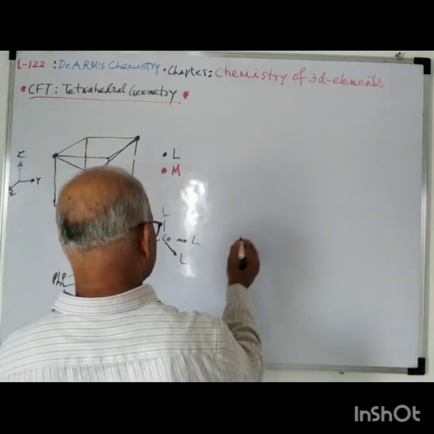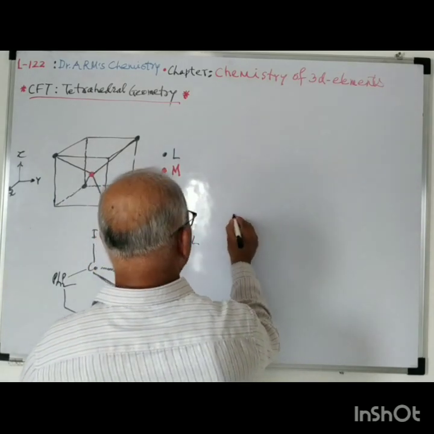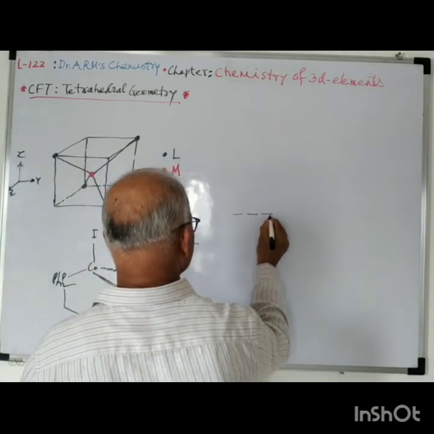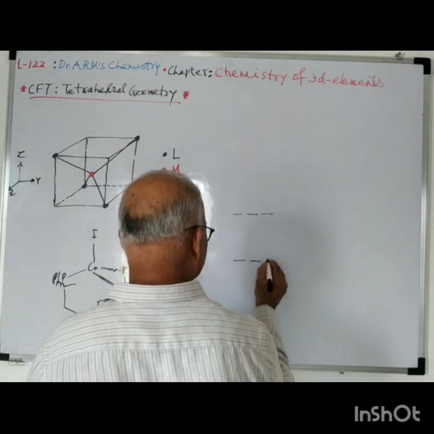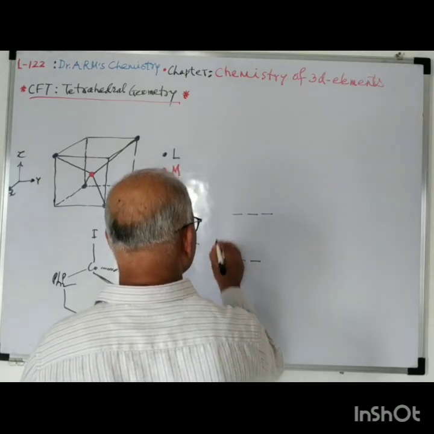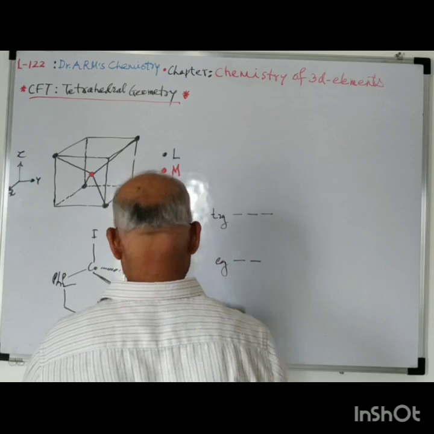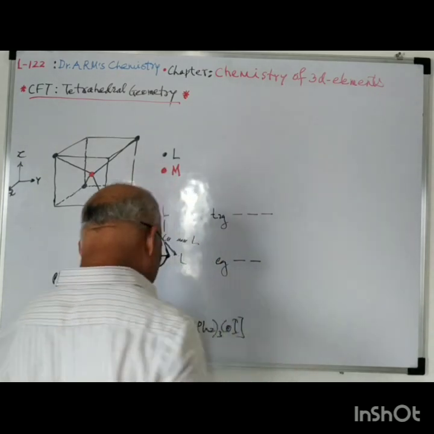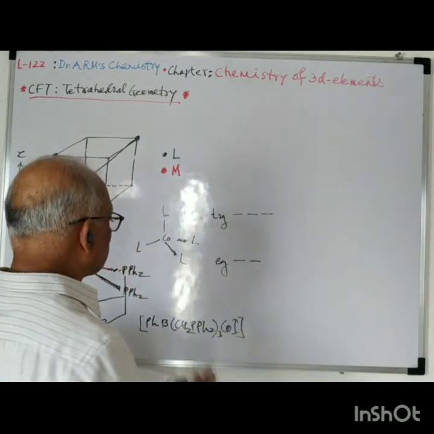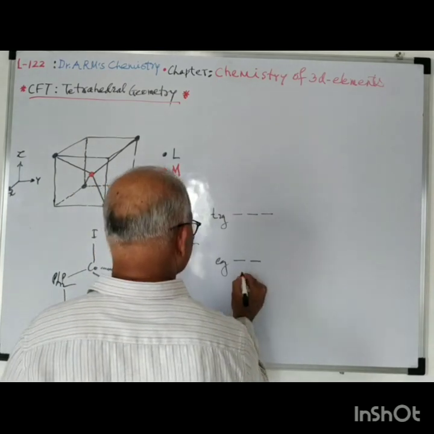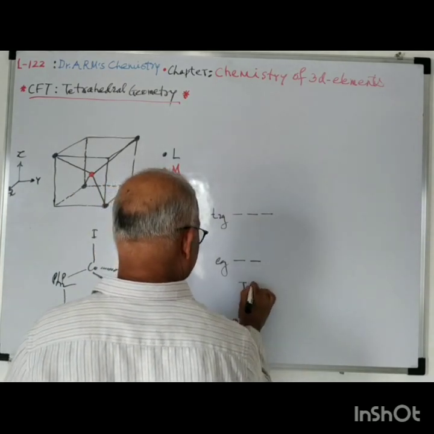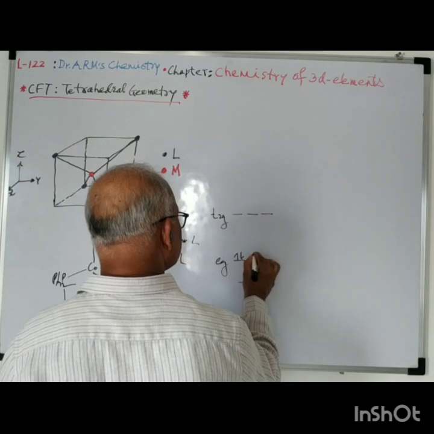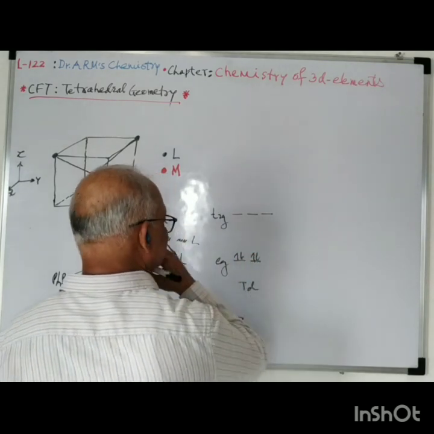So this is the generalized structure. We can have these T2g and eg orbitals. So these are eg orbitals and these are t2g orbitals. In this cobalt complex, the geometry is tetrahedral, so the orbitals are filled in this way.